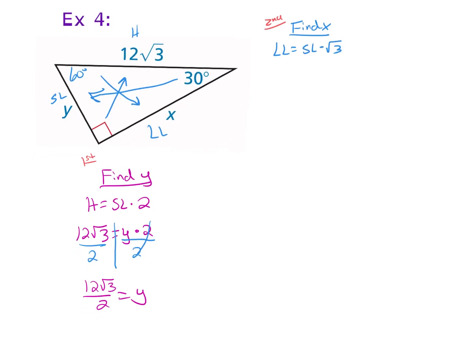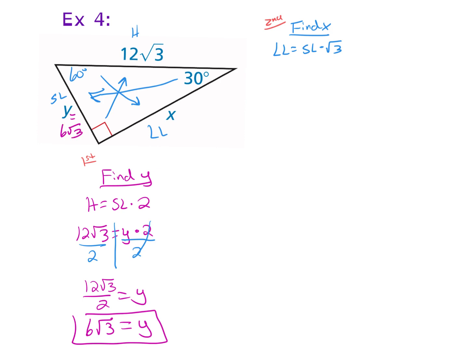Now I have to ask myself, can anything simplify here? There are no other radicals except square root 3, so we can't do anything there. There are no radicals on the bottom. Remember, you can never leave a radical on the bottom. So there's nothing there. But there's a 12 and a 2, and those are being divided. So I know that's 12 divided by 2, so it's just going to be 6. And then square root 3. 6 square root 3 is equal to y. So my y is equal to 6 square root 3.